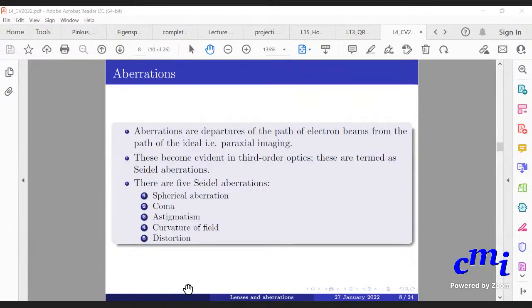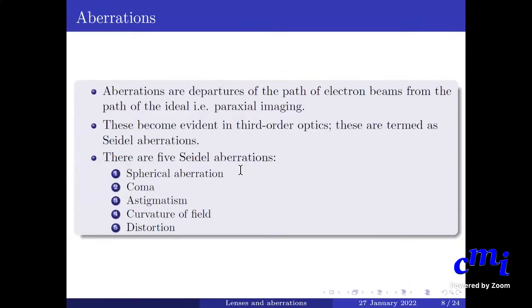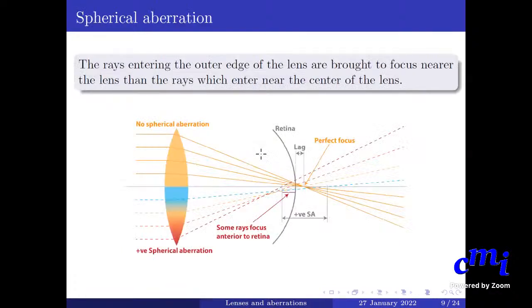Okay. So, as mentioned last time, there are five kinds of aberrations which come about because of the use of lenses. We took a look at spherical, coma, astigmatism, and curvature of field. Spherical aberration appears when the rays which are farther away from the center of the lens focus closer to the lens.